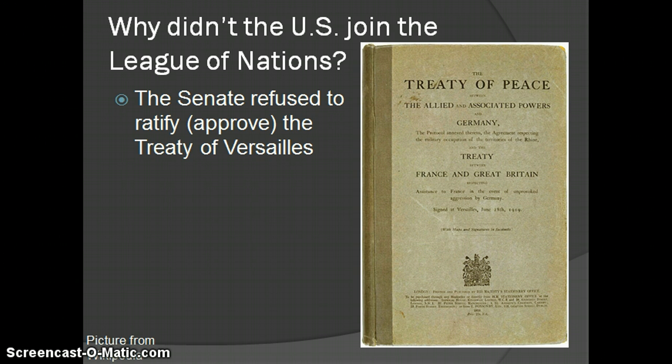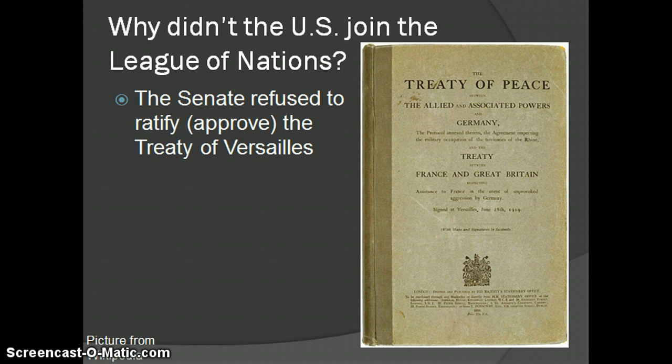Now, Wilson went and hammered out this peace treaty with Europe, and he comes back to Congress and says, will you approve this treaty? He can't just approve it. Congress has to approve it. And the Senate, the upper house in Congress, refused to ratify the Treaty of Versailles. They did not want to be involved in the League of Nations, and they wanted to form a different treaty with Germany, one that was less harsh. They did not support this treaty.